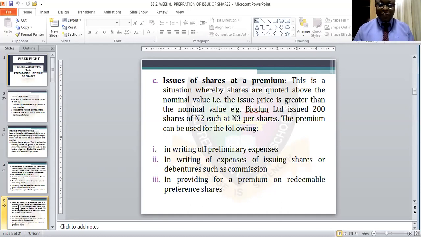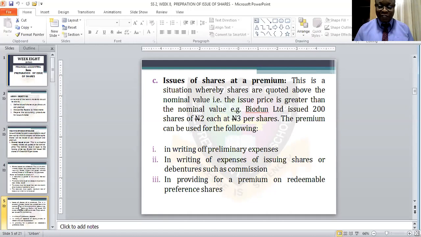So the premium can be used for the following reasons. One, in writing off preliminary expenses. After they might have written off the preliminary expenses, they will now consider that shares need to be issued out at the premium rate. Second, in writing off the expenses of issued shares or debentures, such as commission. Then, in providing for a premium on redeemable preference shares, there are some shares that need to be called back.